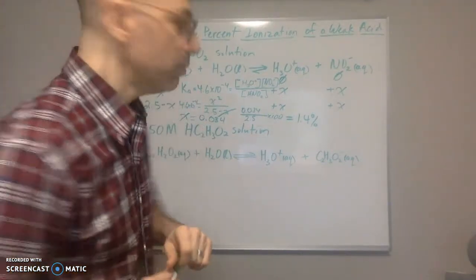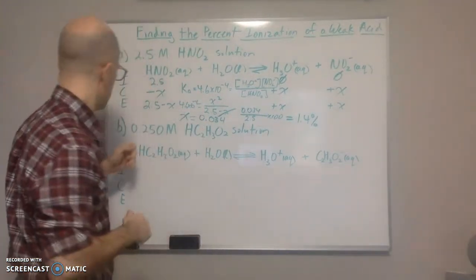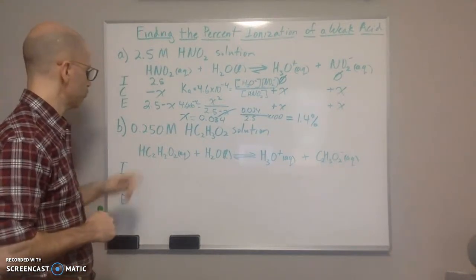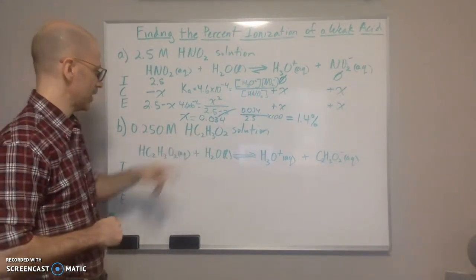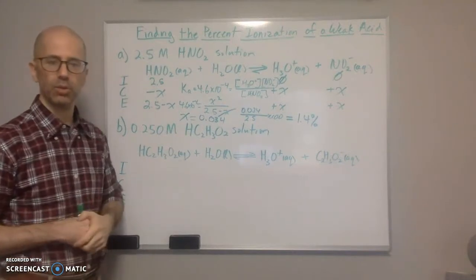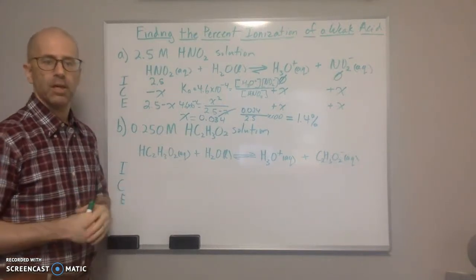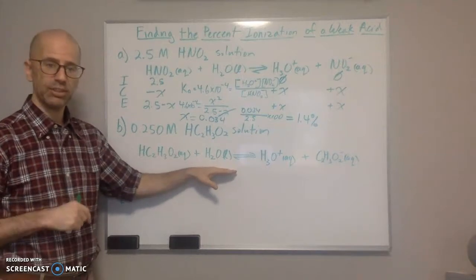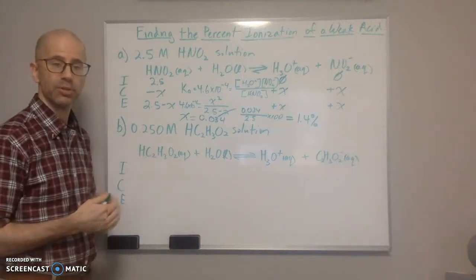Okay, so what about the second problem? So the second problem, we have 0.250 molar acetic acid solution. So basically we're going to do the exact same thing. So the first thing you want to do is have a balanced equation. If one isn't given to you, then you have to set it up yourself, right?